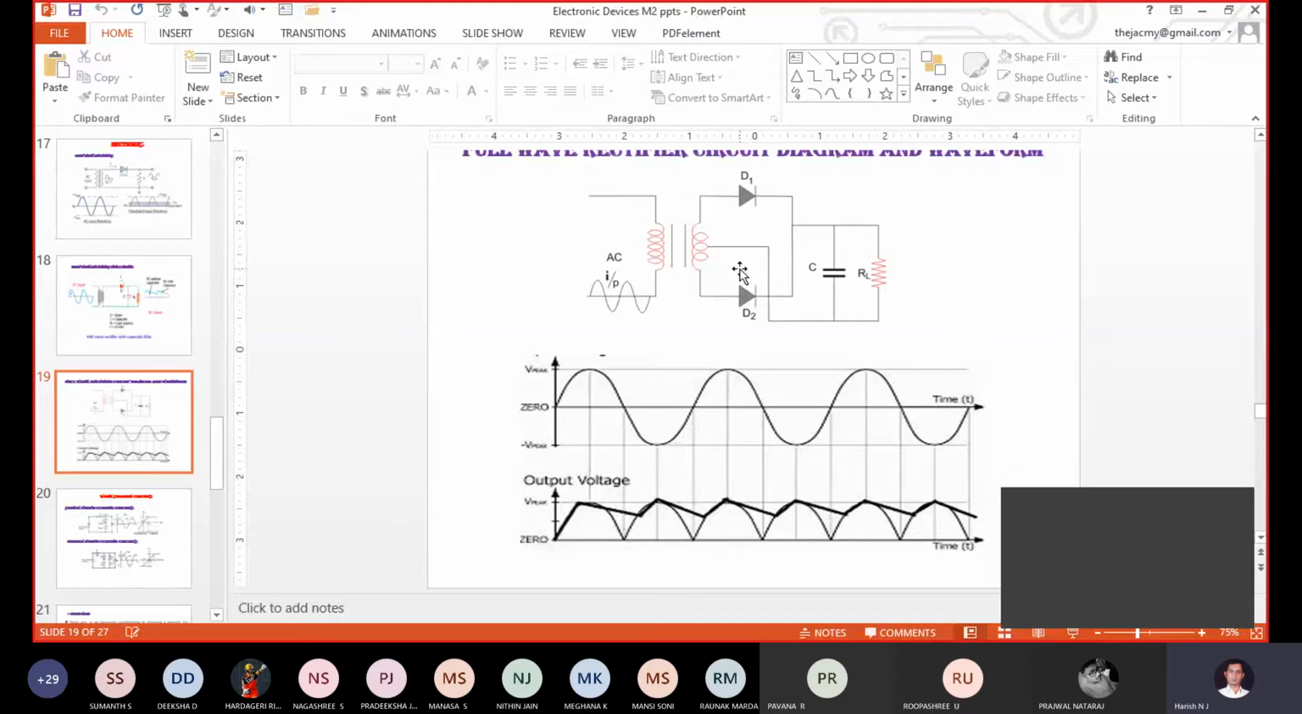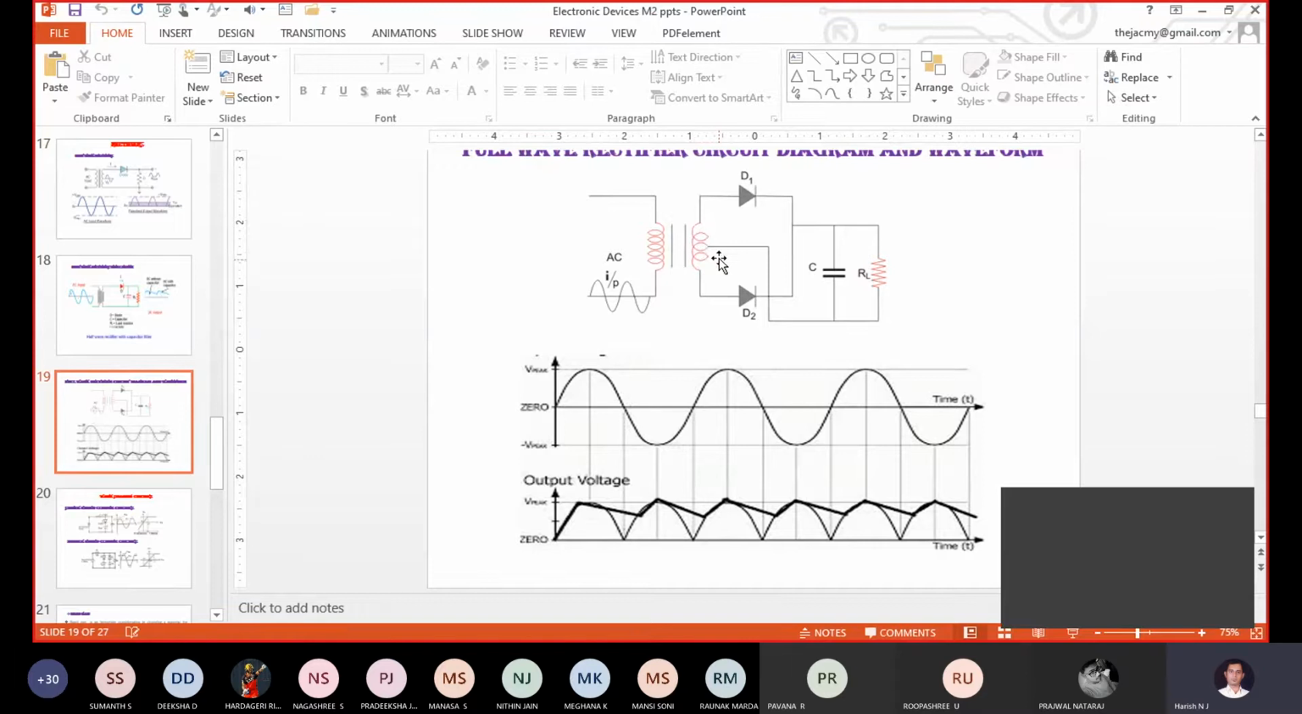Just check out this circuit diagram. During the positive half cycle, D1 will be conducting and D2 will go to the switch off mode. Correct. So in that condition, your closed path will be like this. Just follow the arrow mark here: D1, then RL, and finally the circuit is closed in such a way that the current flows through the RL resistance.